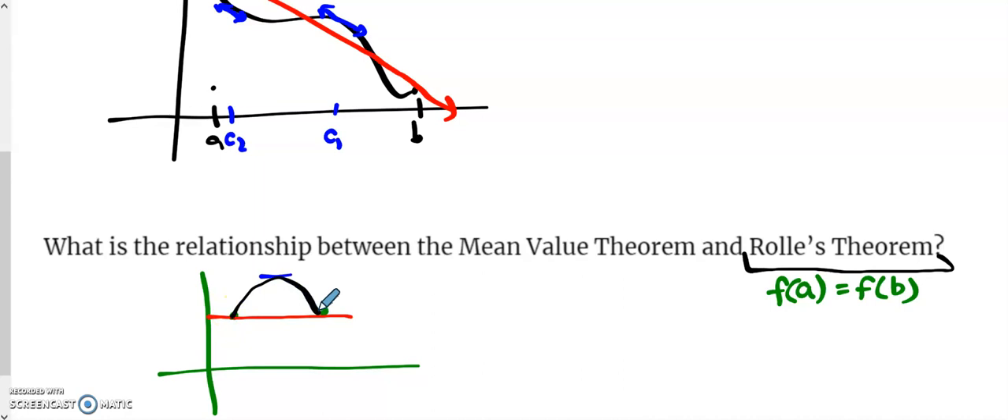Keeping in mind, a horizontal tangent would imply maximum or minimum, because you have to go up and get back to f of b, or you go down and get back to f of b. So we will definitely have a critical number. So there will be a place c such that f prime of c is now equal to f of b minus f of a over b minus a, but really that's just 0. Okay, so Rolle's theorem is a very specific case of the mean value theorem where f prime of c is equal to 0 because f of a and f of b are equal.